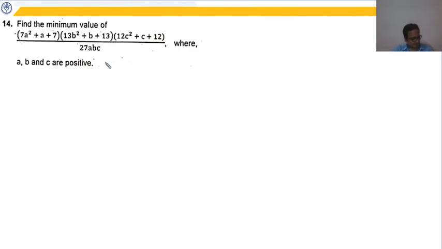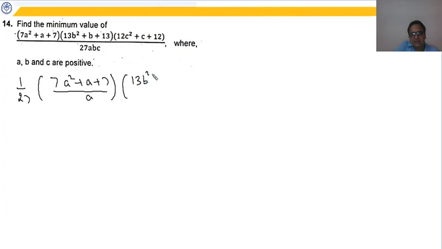Question 14th. It says find the minimum value of the expression 7a square plus a plus 7 multiplied by 13b square plus b plus 13, 12c square plus c plus 12 divided by 27abc, where a, b, c are positive. So we had 1 by 27. We take a inside in the denominator of the first bracket, so that similar terms can be cancelled out. Then b in the second bracket, then c in the third bracket.